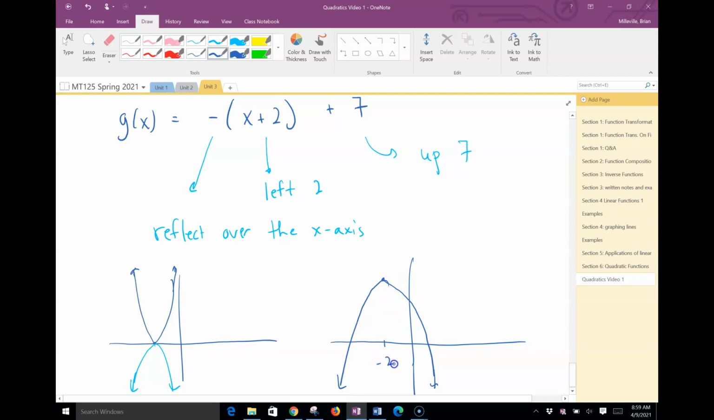Again, far from a perfect sketch. We can use Desmos to get a more accurate sketch for this, but we can certainly see what the vertex is. It's at negative 2, 7.